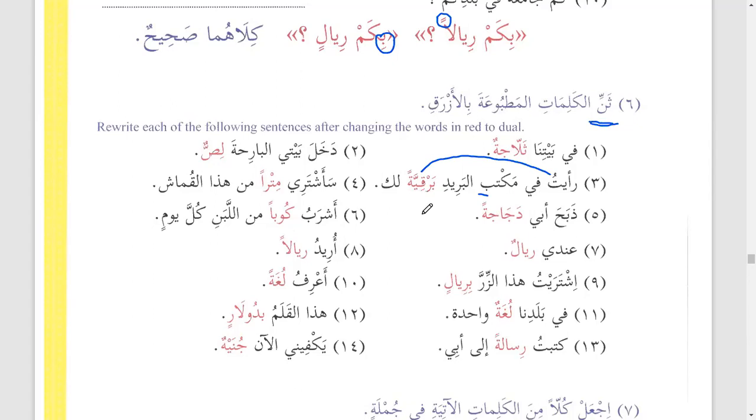Okay, number 4. سأشتري مترا من هذا القماش. Okay. I will buy one meter from this cloth. Yes, one meter from this fabric. Okay. سأشتري مترين من هذا القماش. Yes, من هذا القماش. سأشتري مترين. Excellent. I will buy 2 meters from this fabric.